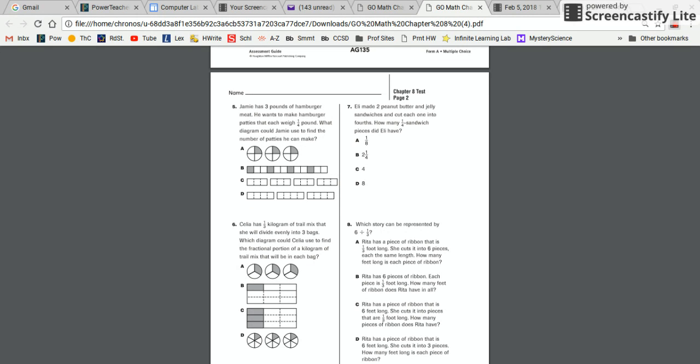Chapter 8, Test, page 2. Number 5. Jamie has 3 pounds of hamburger meat. He wants to make hamburger patties that each weigh 1/4 pound. What diagram could Jamie use to find the number of patties he can make?